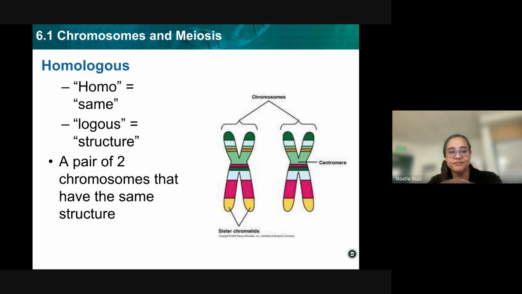Chromosomes can be homologous. That's how you say that word. The prefix homo means same, and the root word logos means structure. So homologous chromosomes are a pair of two chromosomes that have the same structure.